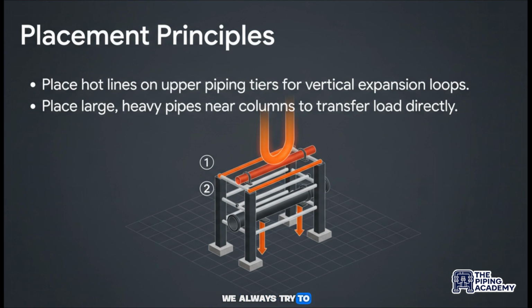Secondly, we always try to place the largest, heaviest pipes near the columns. This is just good structural engineering. It transfers the load directly down to the concrete foundations. If you put a heavy 30-inch water line right in the center of the beam, that beam is going to sag, and you'll need massive, expensive steel to support it.